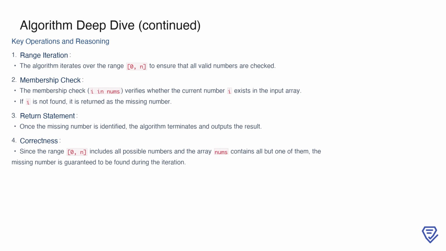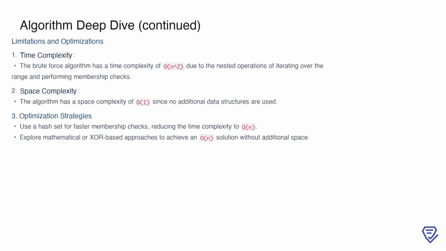The correctness of the algorithm is guaranteed because the range 0, n accounts for every possible number, and the array nums contains all but one of them. Therefore, the missing number will always be identified during the iteration. While the brute force approach is simple and correct, it does have limitations. The main drawback is its time complexity of n squared, which arises from the nested operations of iterating over the range and performing membership checks for each number. This quadratic complexity makes the algorithm impractical for large input sizes.